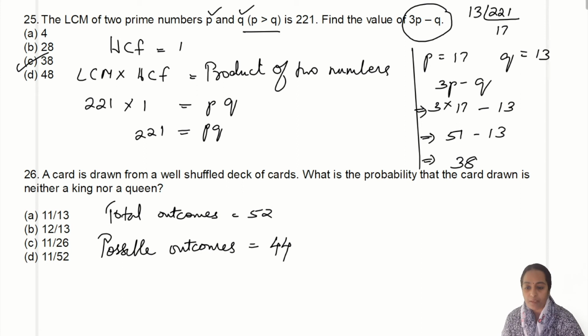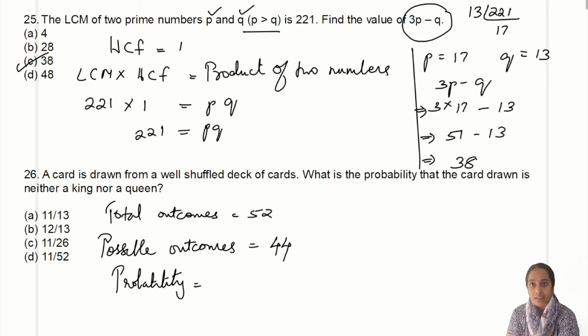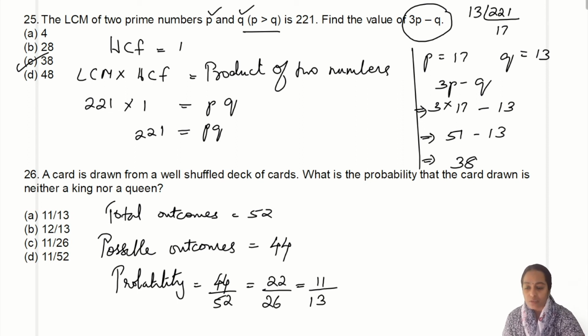So probability that the card drawn is neither a king nor a queen is going to be 44 divided by 52, which is 22 divided by 26, going to be 11 divided by 13. So 11 divided by 13 is the correct answer, children. So it's going to be option A. Option A is the correct answer.